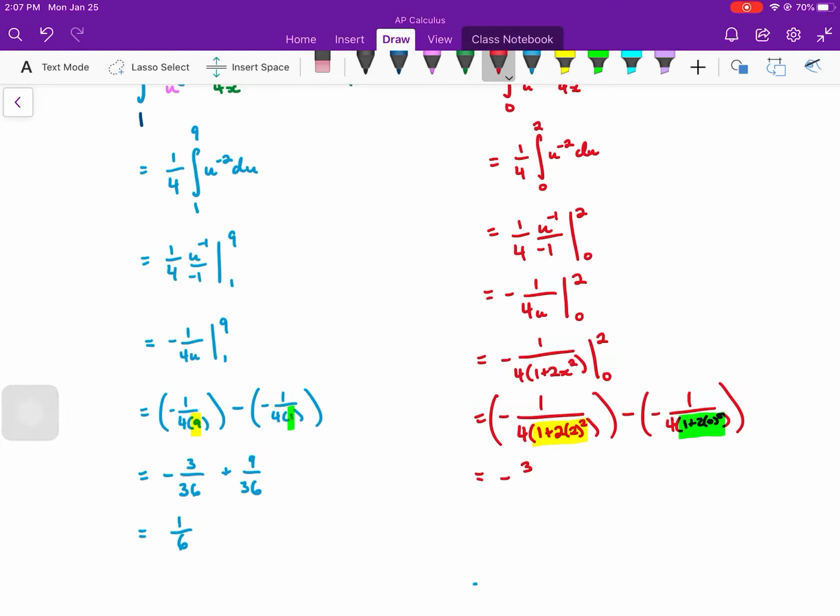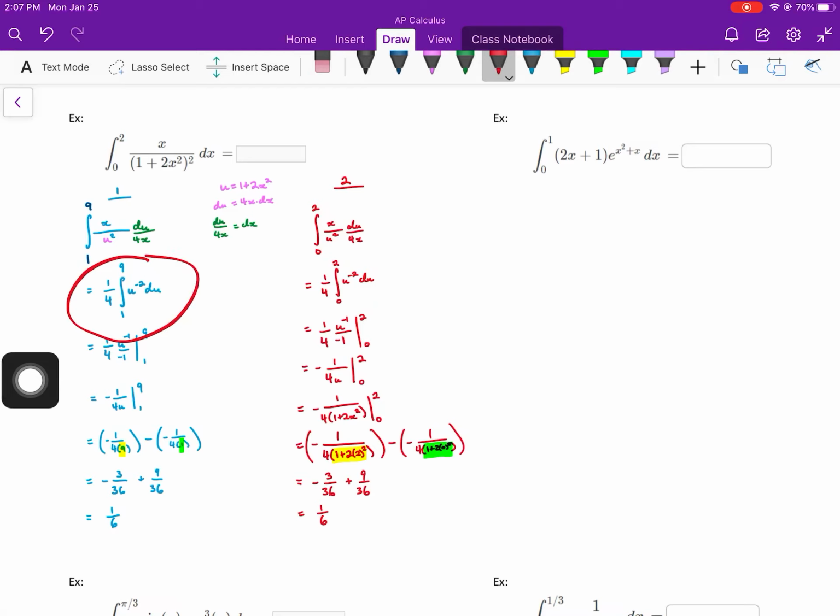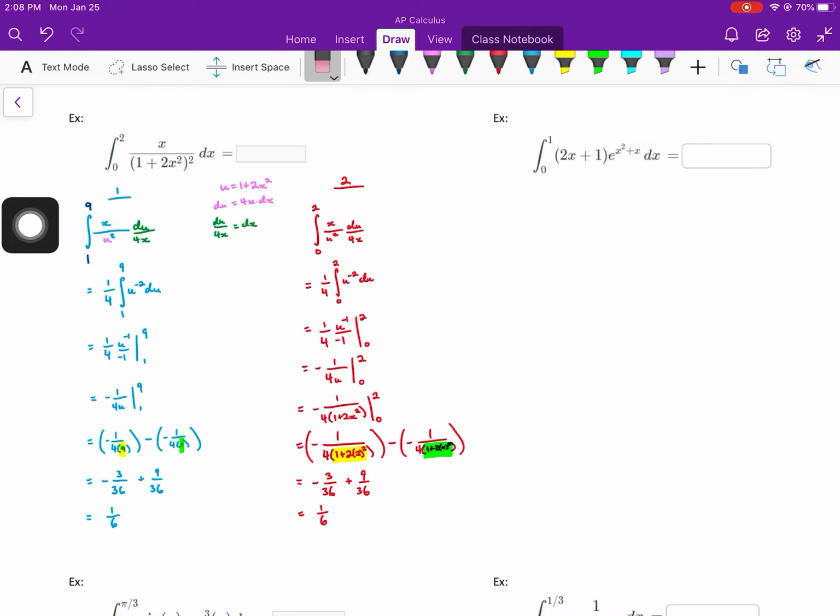So this becomes -3 over 36 plus 9 over 36, and you can already see that that's going to give us the exact same answer. So you can go with what you prefer, but you do have to know how to do it this way, because some of the questions you may get may be multiple choice, and this is what they're asking for, in which case you have to know how to change your bounds. So the method I'm going to be rolling with on all these is the changing bounds method.